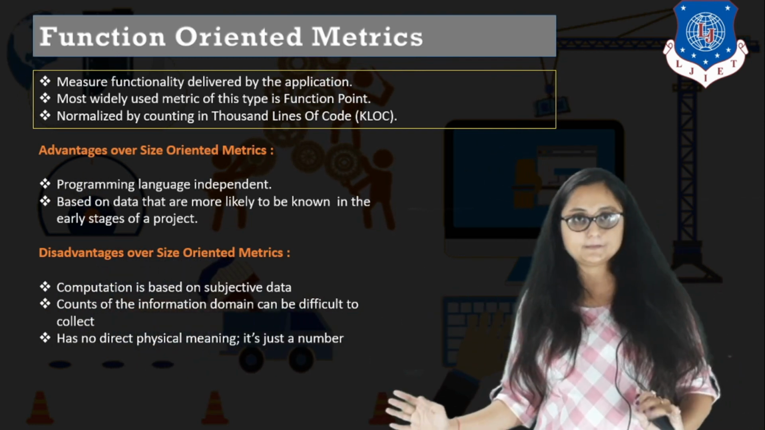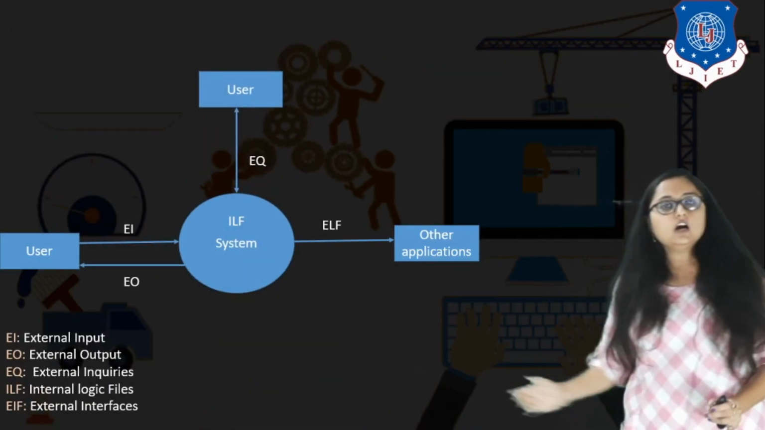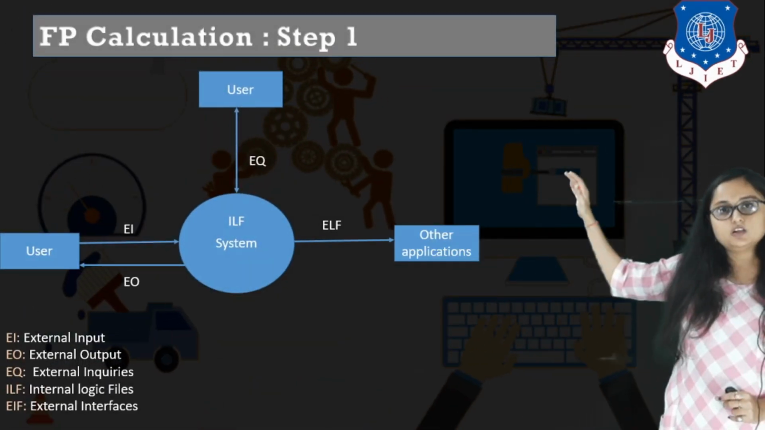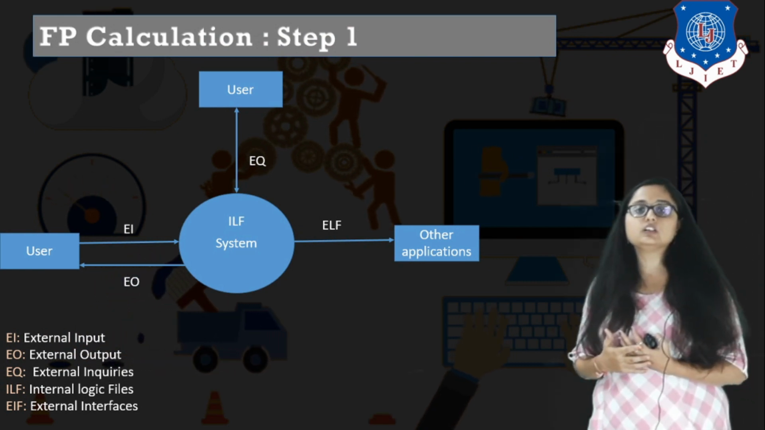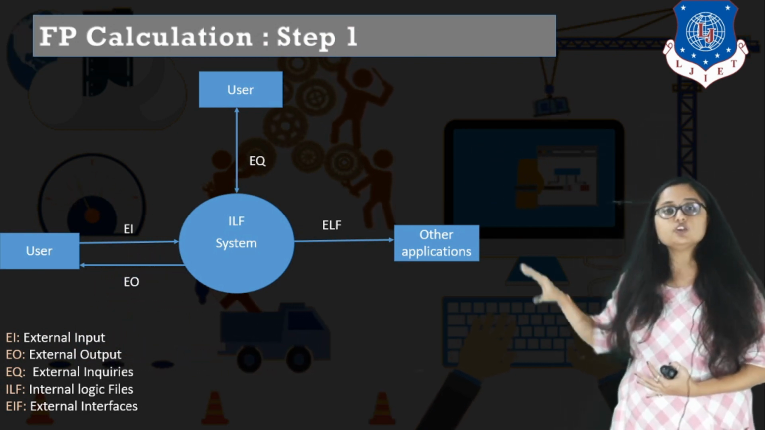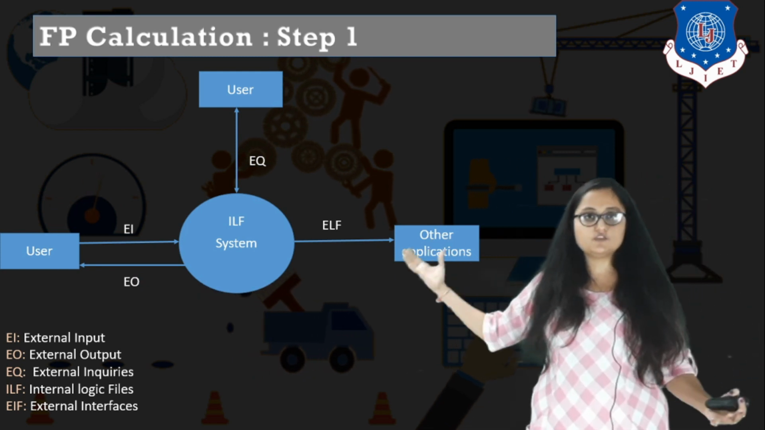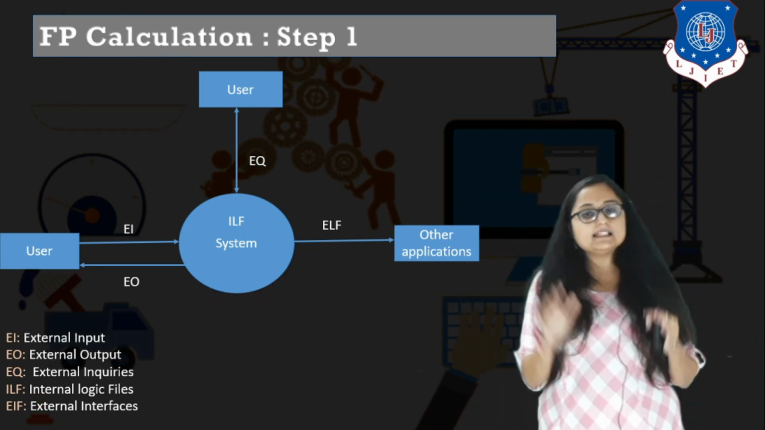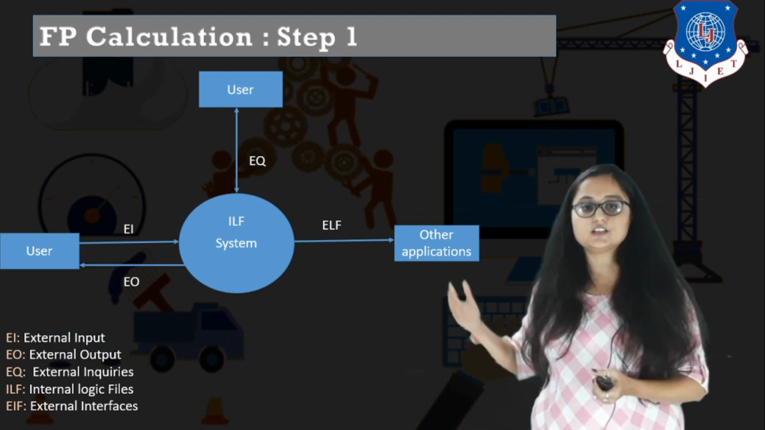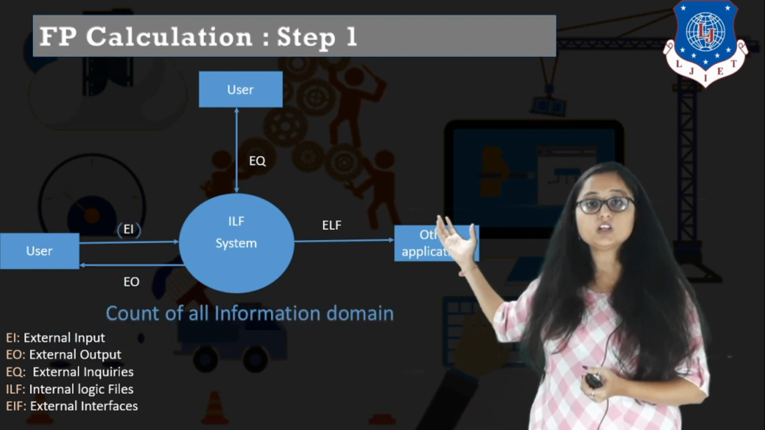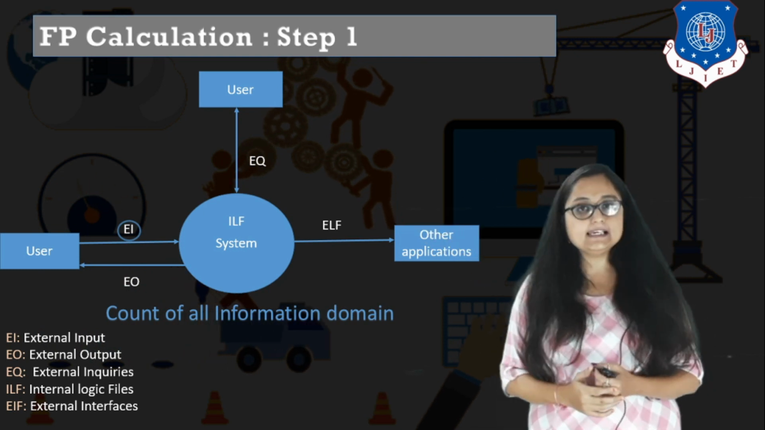Now let us study the step 1, that is FP calculation step 1. Whenever you want to calculate function point, you will have a system, right? So whatever your system is, the basic 5 data that you have to calculate, let us study. The first is external input, EI.